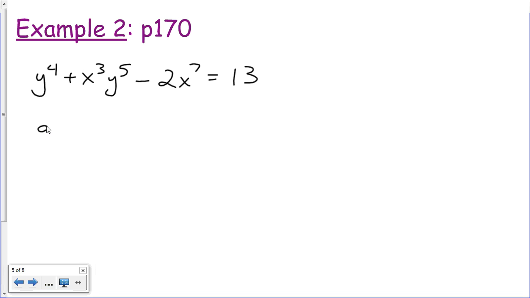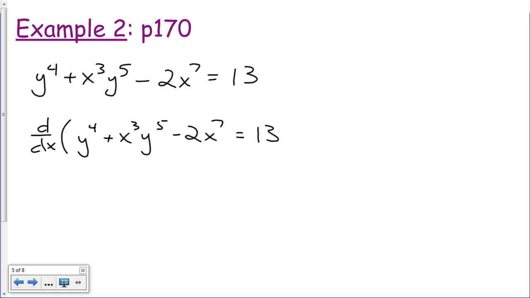So we're going to take the derivative. I'm going to go ahead and write this out. We're going to take the derivative with respect to x of y to the 4th plus x cubed y to the 5th minus 2x to the 7th, and that equals 13. We're taking the derivative of that whole equation. Take the derivative of both sides.